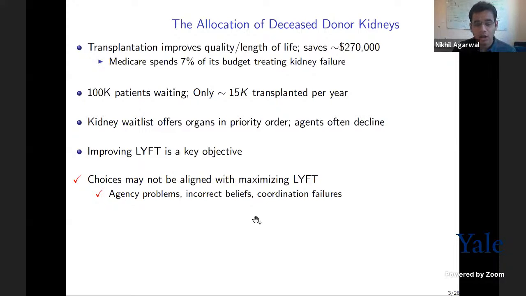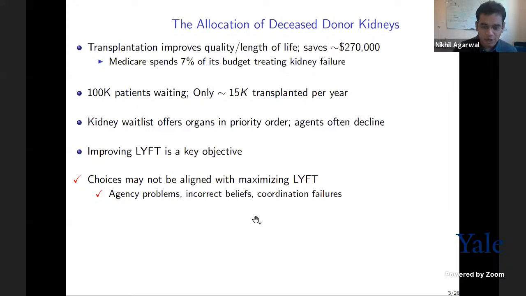There are several reasons why it might not be the case that choices are aligned with LYFT, even though each agent, each patient, should benefit from an organ that has higher LYFT. First, there might be some agency problems between the patient and the surgeon. The surgeon and the transplant center have some considerations regarding reimbursement, eligibility, et cetera, that might create some tension between what the surgeon or the transplant center wants to do and what's best for the patient. But even if there aren't any agency problems, there might be incorrect beliefs about which organs are the best suited organs for a given patient.